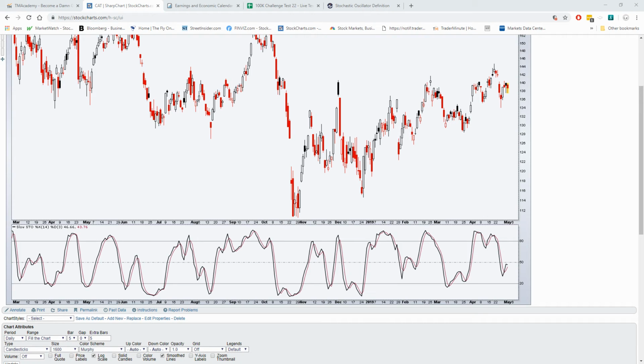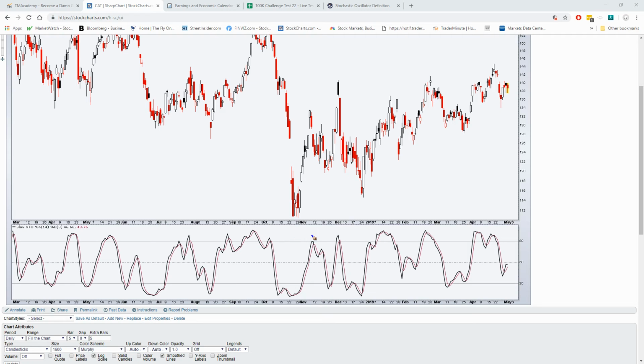But this isn't why I have the stochastics on my chart. I have the stochastics on my chart for one reason and one reason only. And it's very voodoo-esque. It's not something that I really have a great explanation for or an ability to say, hey, you know what, this is why it happens.